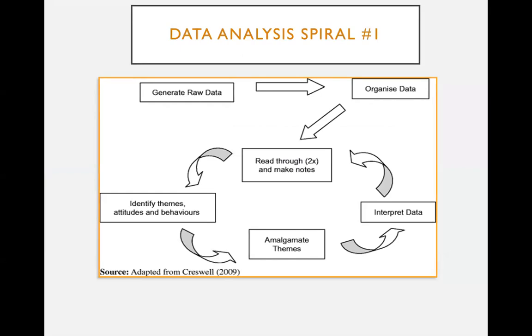We generate the raw data, and after we have interviewed all the people that we say we will interview, or after we have gathered all the sources that we say we will gather, that's the time we have to organize data. And how do we organize data? By reading through, and that's times two, but actually more than times two, and making notes by identifying themes, attitudes, behaviors, identifying categories, dimensions, identifying themes and indicators. No? Or we go back to what we often use in class, concepts, dimensions, and indicators.